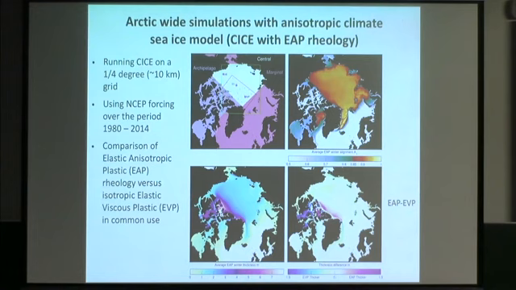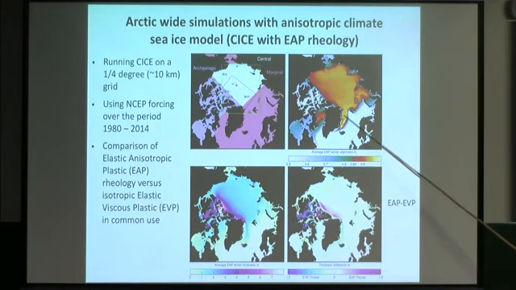We've done it on these idealized domains, great, but that won't cut the mustard for a client modeling center. We have to run it for the full Arctic. So I want to show you some simulations briefly where we have incorporated our rheology into this sea ice model, ran it for about 35 years, and analysed some of the output.